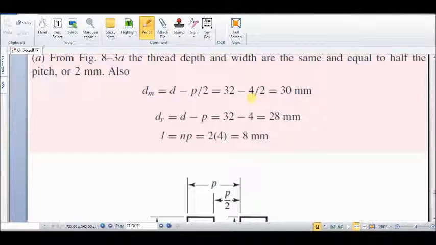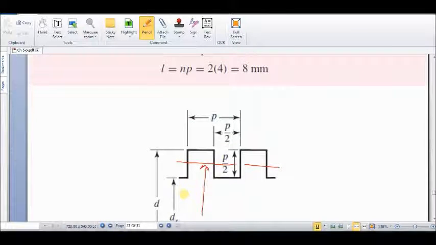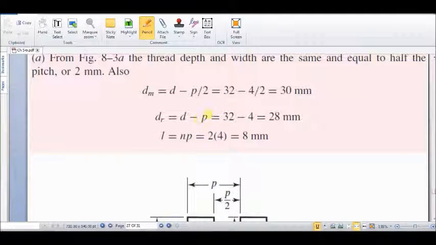The pitch was 4 mm, divided by 2 is 2, minus 32: 30 millimeter is the mean diameter of this power screw. Actually, we need this mean diameter for further calculations, such as to find raising torque or lowering torque. Always we have to use this mean diameter. To find the minor diameter is very easy. We just need to deduct the value of the pitch from the major diameter, which equals 28 millimeter.